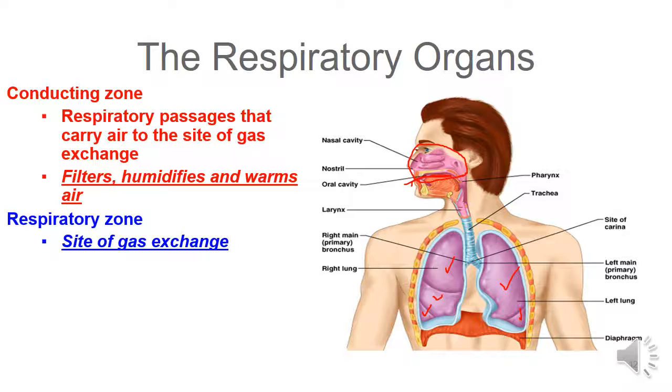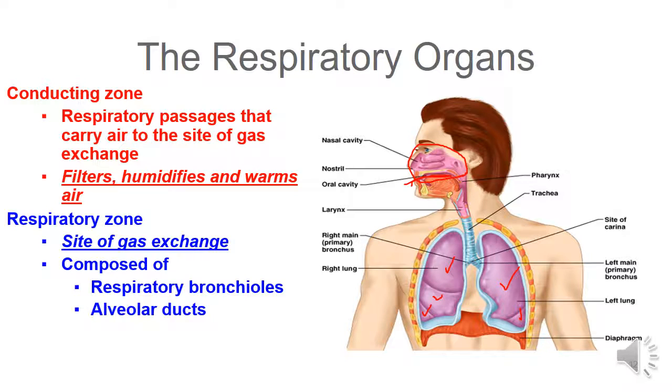Your respiratory zone is the site of the actual gas exchange. It has the respiratory bronchioles, a smaller division from the bronchus. You have alveolar ducts and you have alveolar sacs, and as they get smaller and smaller, the gas exchange occurs in the alveolar sacs.